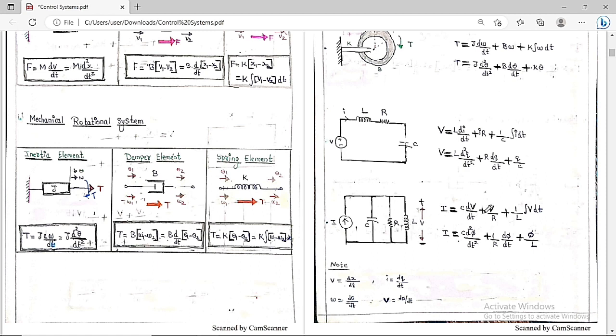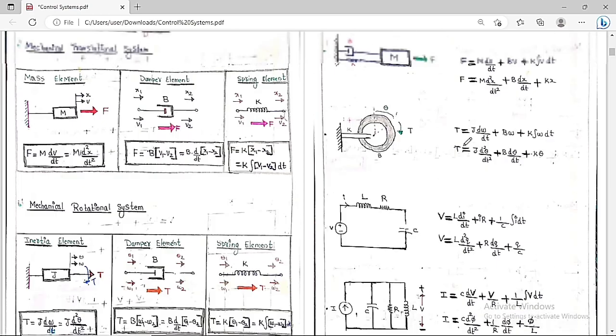Voltage is nothing but the rate of change of flux. V is equal to d phi by dt. So if you apply it here, we are going to get I is equal to C d²phi/dt² plus 1 by R d phi/dt plus phi by L. So this is the equation that we are going to get for this one.